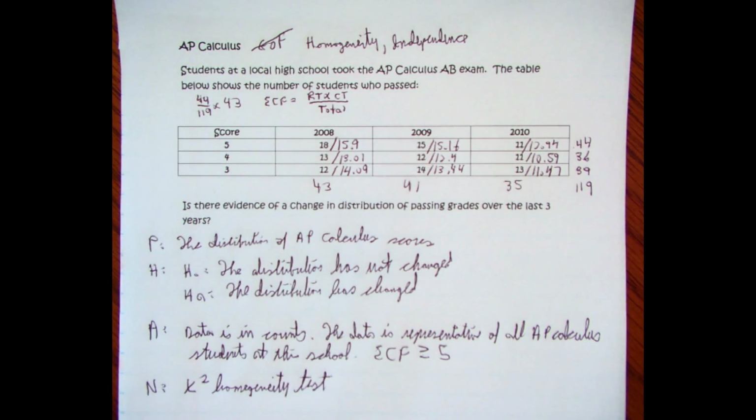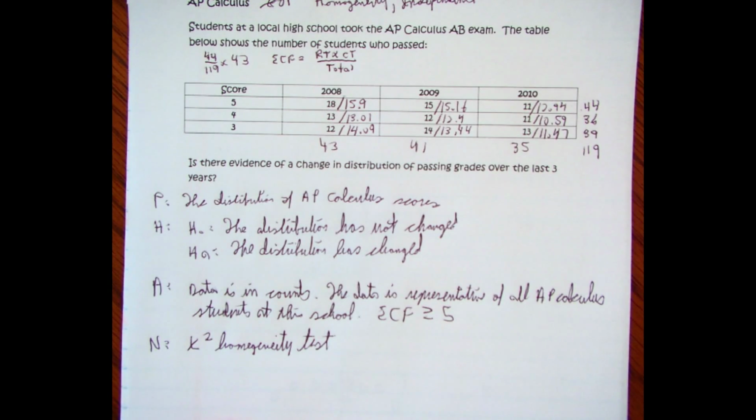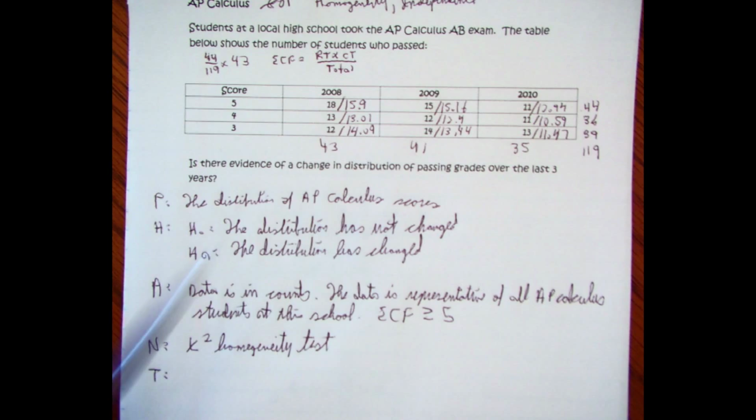Okay. All right. So again, our test statistic. Now we've got all of our expected values. They're all right there. Now we've got to get degrees of freedom.